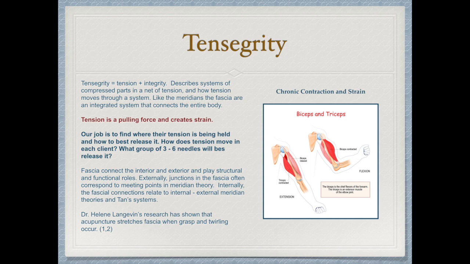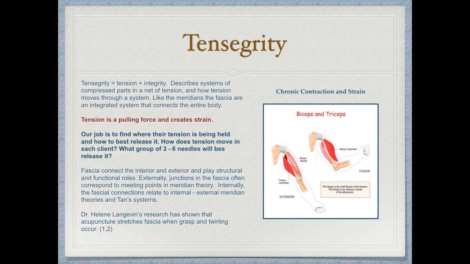Another thing that we need to understand is in this image of the biceps and triceps, you'll see above it, it says chronic contraction and strain. If we contract a muscle like the bicep, then it shortens, but the antagonist is the tricep, and it will lengthen. Now, if a muscle gets lengthened too much, or there's too much pulling force or tension on it, that can strain it and then cause damage.